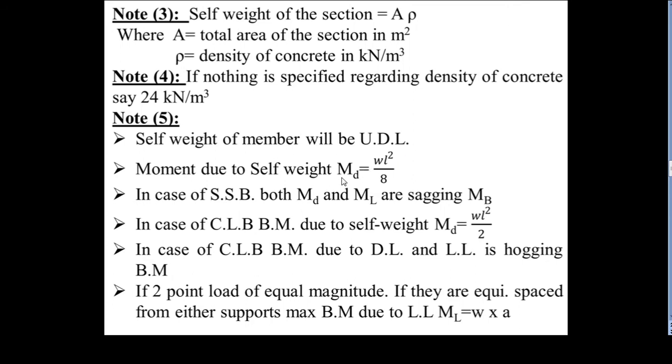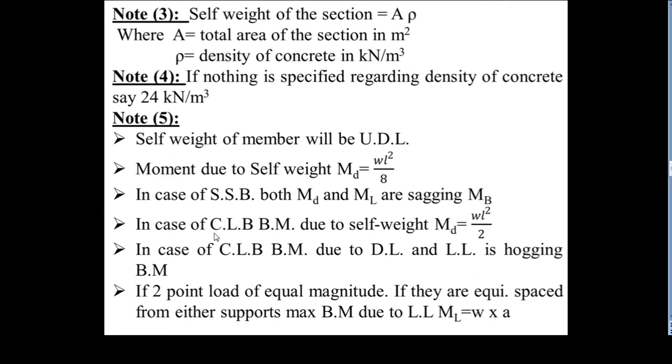Moment due to self weight, MD, is equal to WL square by 8. If it is UDL, the moment is calculated as WL square by 8. In case of a simply supported beam, both MD and ML, that is moment due to dead load and moment due to live load, are sagging. That is, for MD you take bending moment due to sagging.